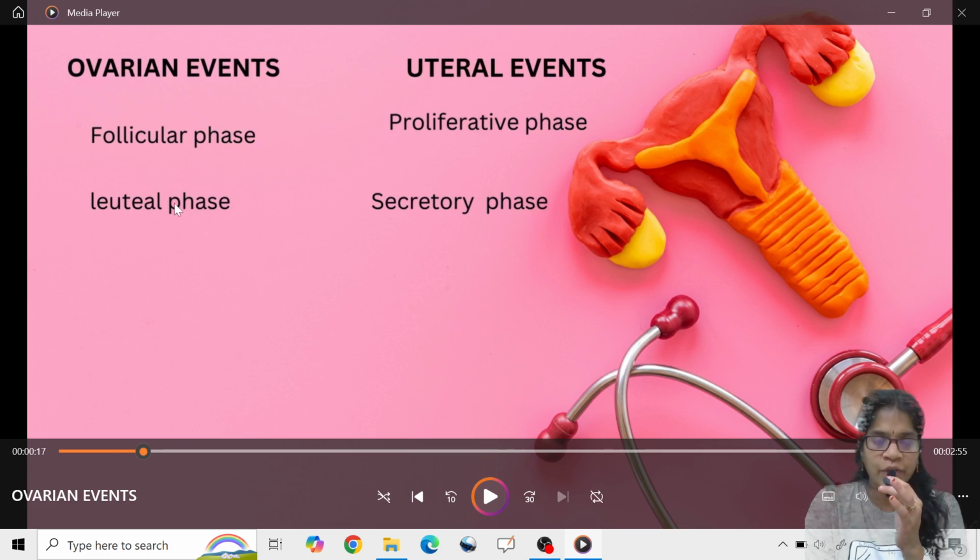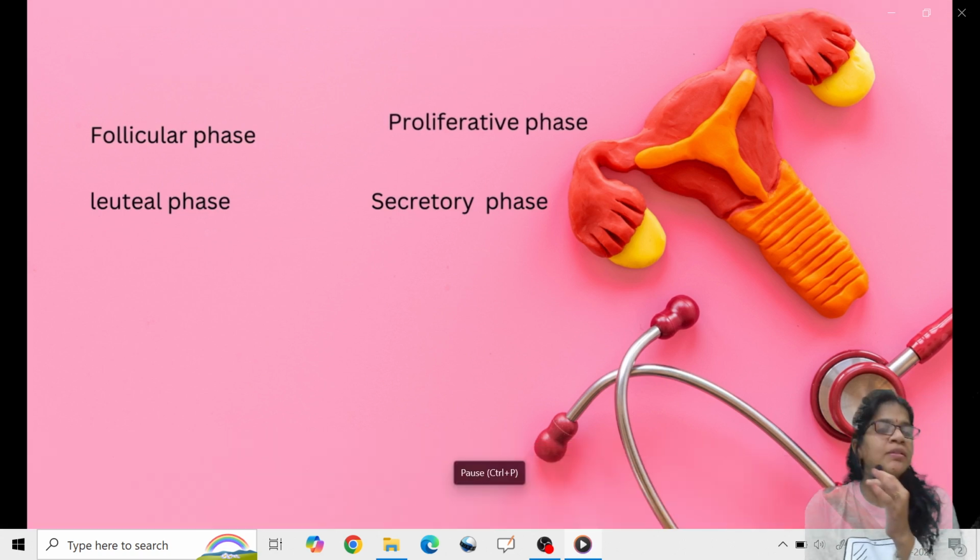In the second half of the cycle, starting from 14 and ending with 28, the luteal phase happens in the ovary simultaneously with the secretory phase in the uterus. So luteal phase in ovary and secretory phase in uterus. These two are simultaneously happening in the second half, and the other two are simultaneously happening in the first half. Please remember, it is very important. Okay, so please don't get confused.